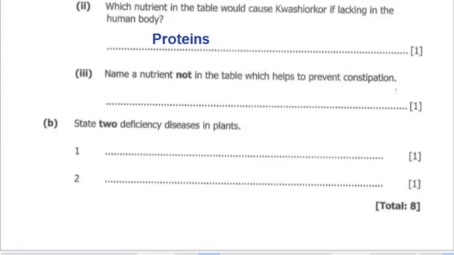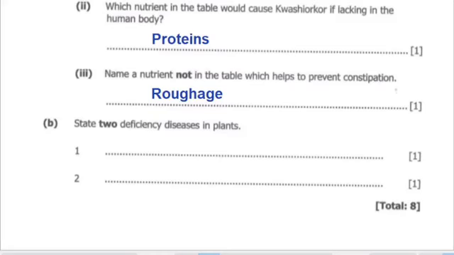Then we come to our next question. Name a nutrient not in the table which helps to prevent constipation. So the nutrient that is not in the table that helps to prevent constipation, it's roughage, or you can say dietary fibers. Okay, that is the answer.